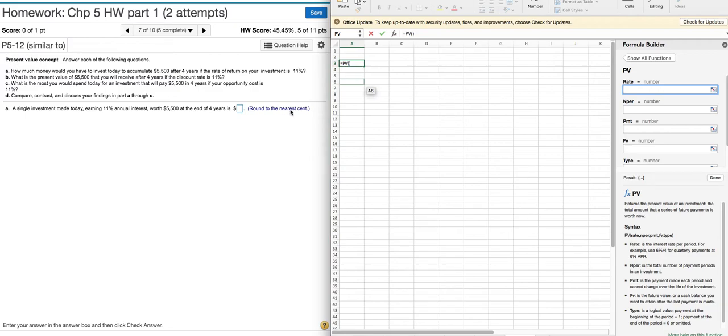So with our present value calculation, we are using a rate of 11%, 0.11, and the number of periods is 4 years in this case, and our future value is $5,500. So the present value then returns as $3,623.02.